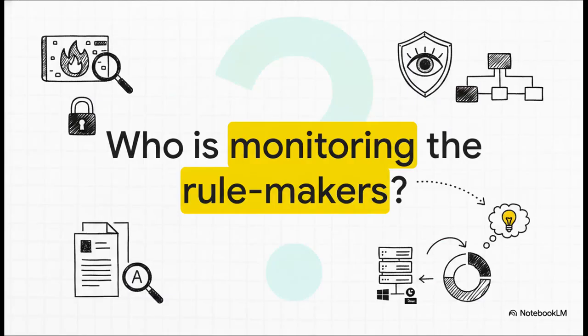So, we've covered a lot. We've seen how to build the walls, lock the doors, and secure the treasure chests. But as we wrap up this explainer, I want to leave you with one final provocative thought. Let's say your network is beautifully segmented. Your access control lists are tightly configured. Your granular file permissions are flawlessly set across both Windows and Linux. Everything looks perfect. But who is monitoring the rule makers?